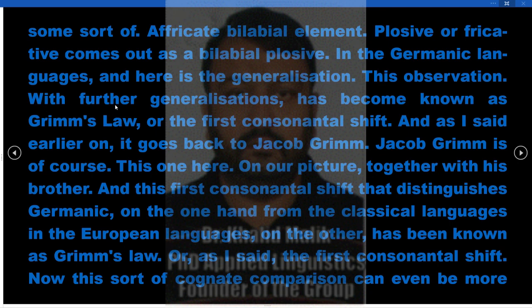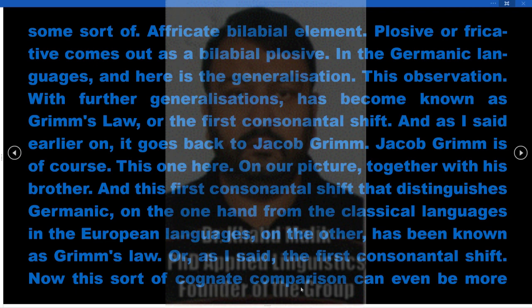This observation, with further generalizations, has become known as Grimm's law, or the first consonantal shift. And as I said earlier on, it goes back to Jacob Grimm. Jacob Grimm is, of course, this one here on our picture, together with his brother. And this first consonantal shift that distinguishes Germanic, on the one hand, from the classical languages and the other European languages, on the other, has been known as Grimm's law. Or, as I said, the first consonantal shift.